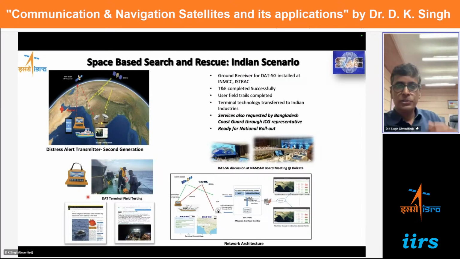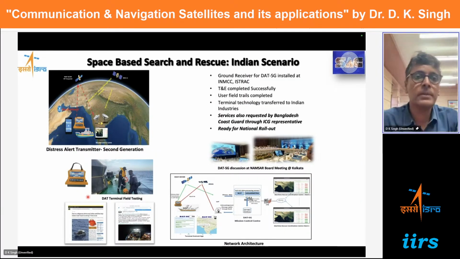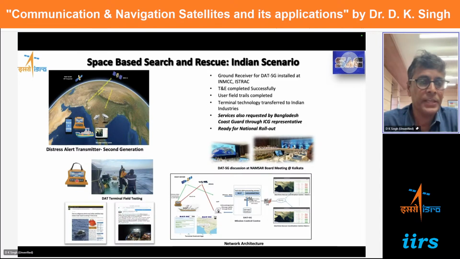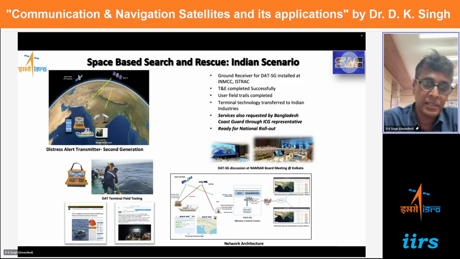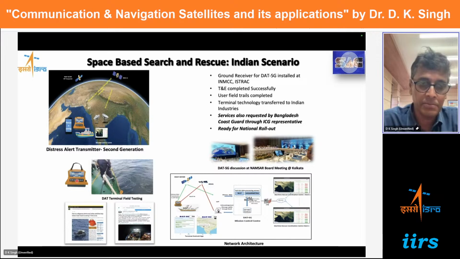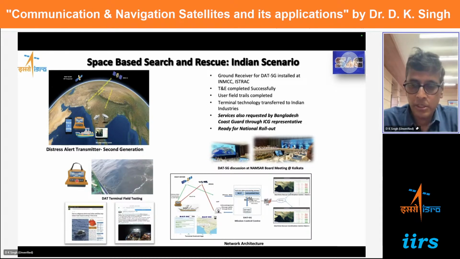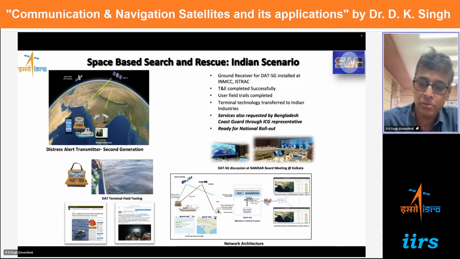Every day a few incidents happen and people are getting rescued. India has also made its own contribution to the search and rescue system. So we have a transponder in our geo satellite, and we have the ground system called the distress alert transmitter, which you can see here, which can be given to a ship or to a fisherman, and the fisherman can get the message in the local language, including any warning issued because of bad weather and so on. So this is also one of the very important use cases and has very high social impact.